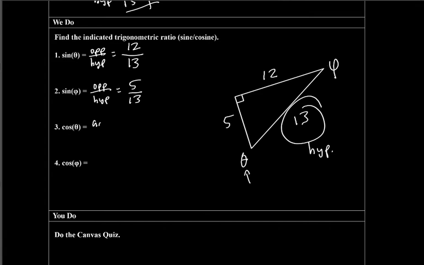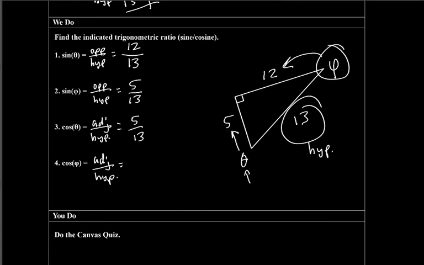And then here, adjacent over hypotenuse. Adjacent side of theta is 5. Hypotenuse is 13 for the entire thing. Alright, so if we're looking at phi, the adjacent side is 12, and then hypotenuse is still 13.